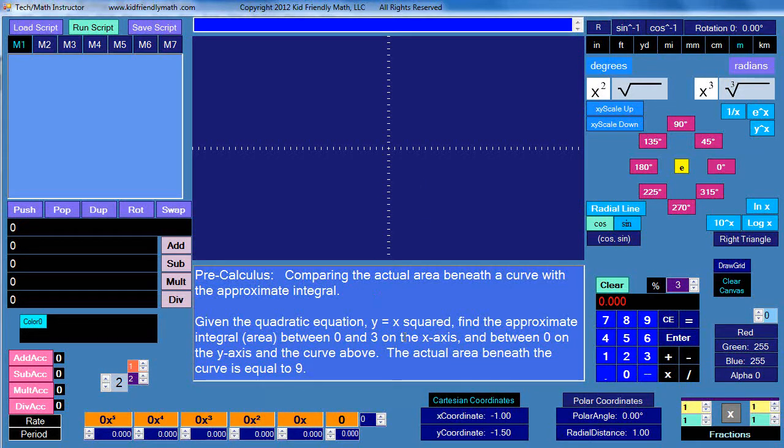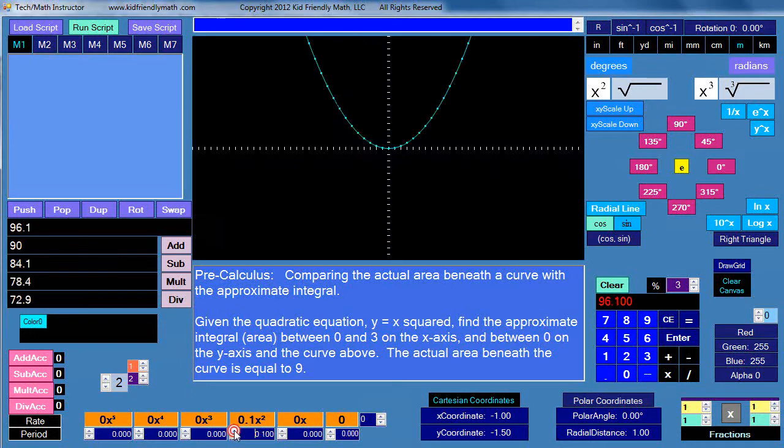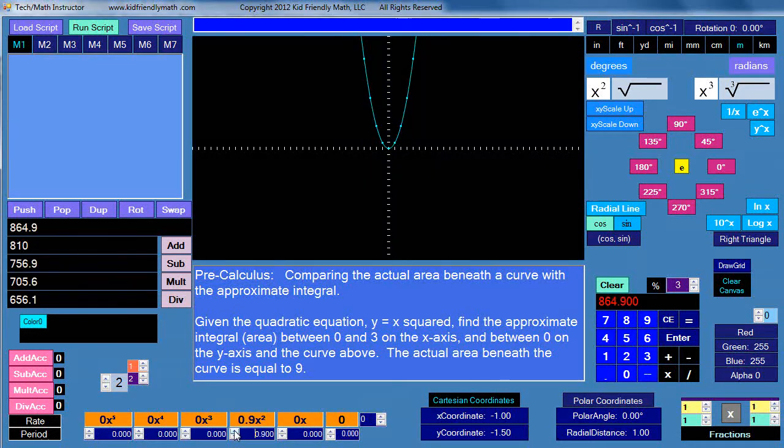Alright, so it's y is equal to x squared, so that'd be the same as y is equal to 1x squared would be our only term. So there's our quadratic equation like that. It has no intercept there, or the intercept is at 0, I should say. And then we want to find the area, the approximate integral between 0 and 3. So there's 0 on the x-axis, and there's 1, 2, 3.